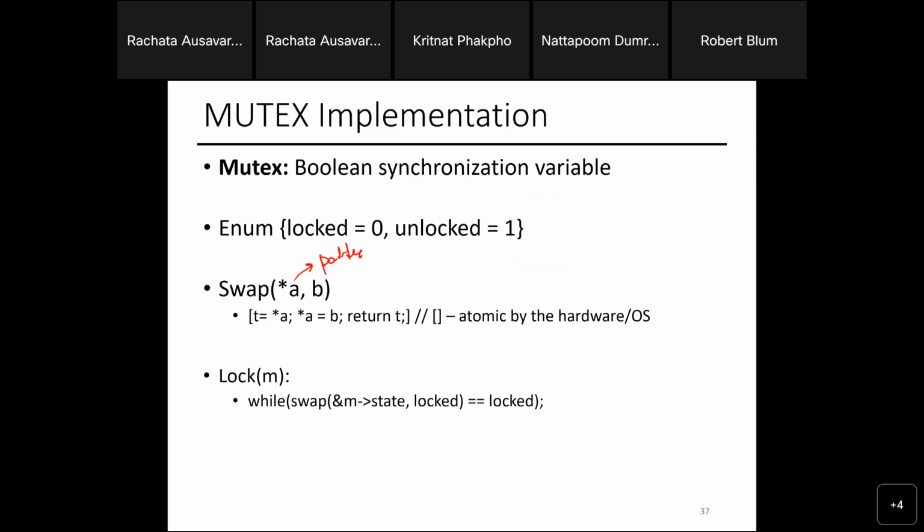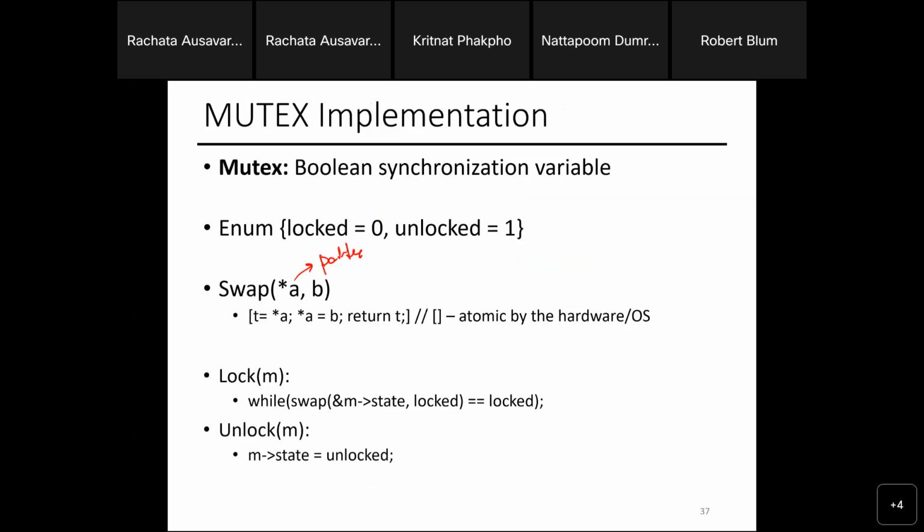I want to swap the state of M. If it's unlocked, I will lock it. If it's already locked, I'll wait until someone unlocks it, and then lock it. Unlock means I change that to unlock. It's as simple as that. So I can implement a mutex this way.